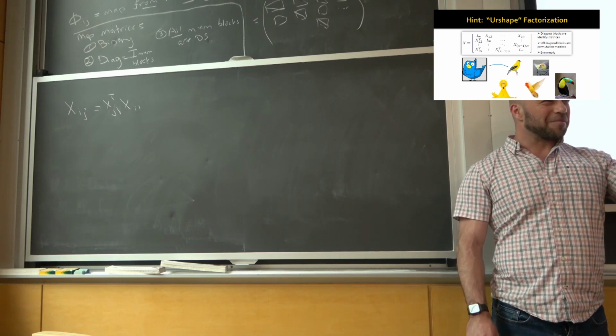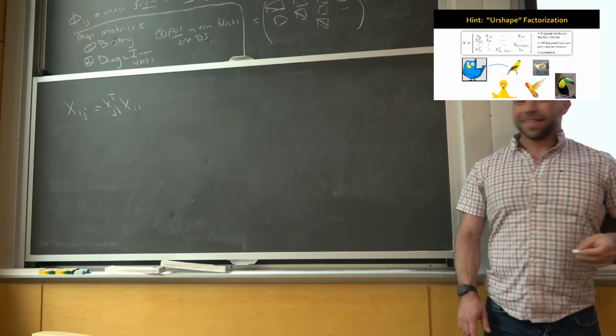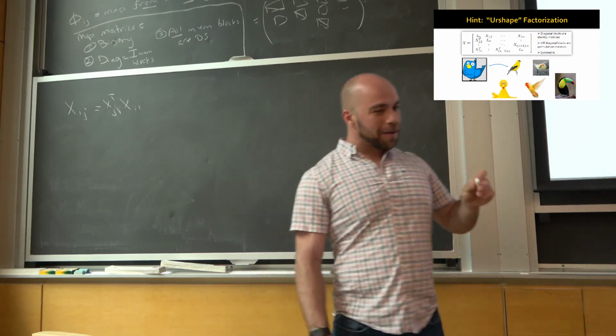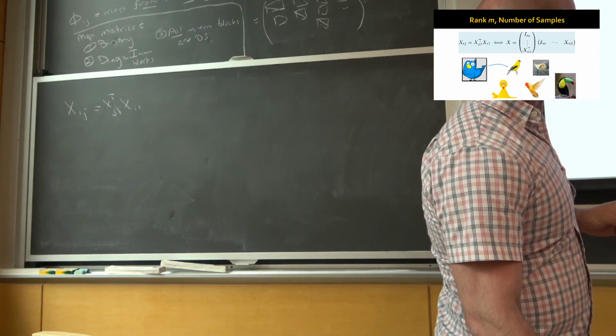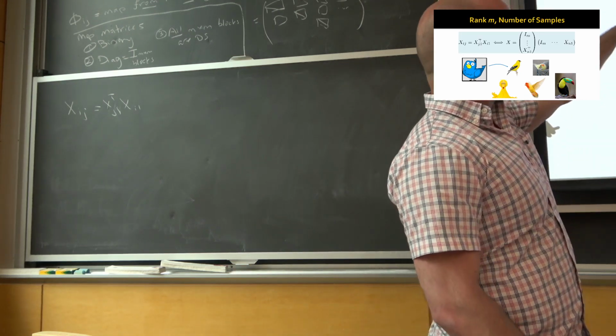Dustin's got it. He just doesn't want to say it. Small m. Should be m. That's right. The rank of this big matrix X should be small m, and the reason is exactly this relationship here.